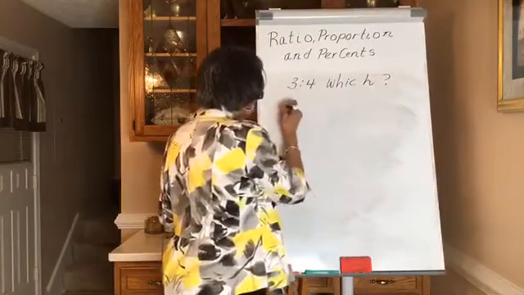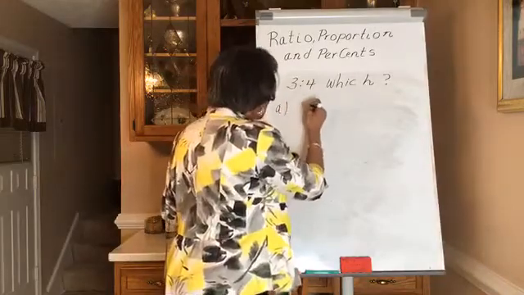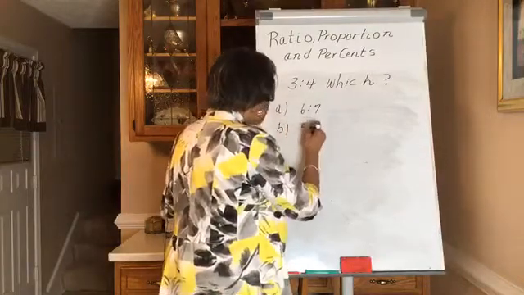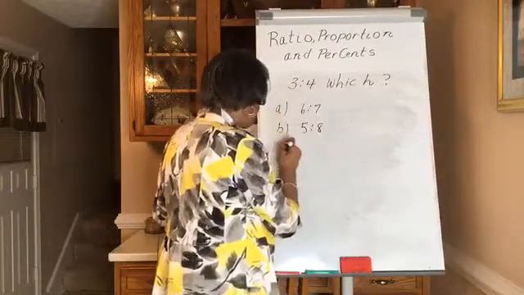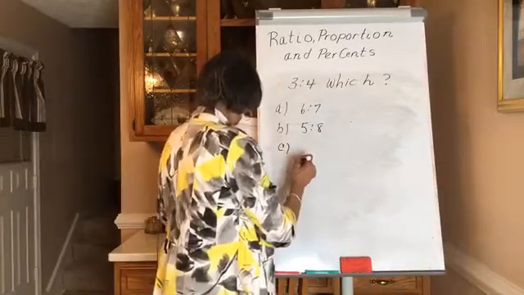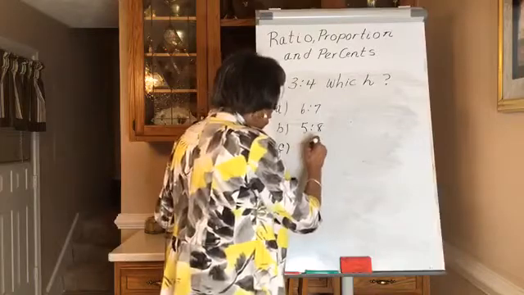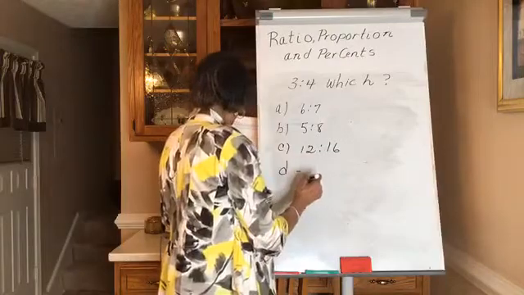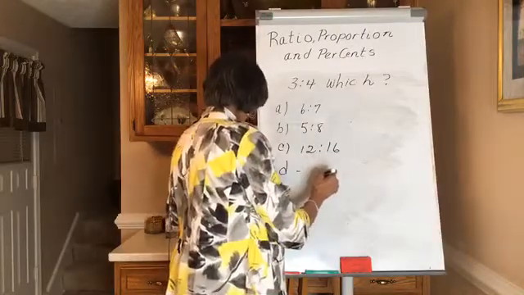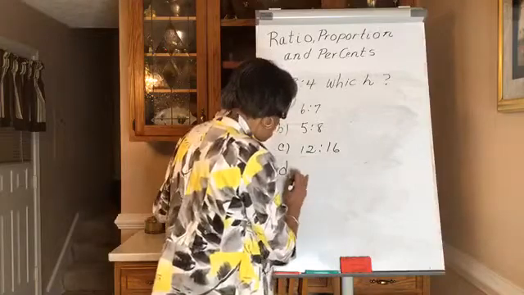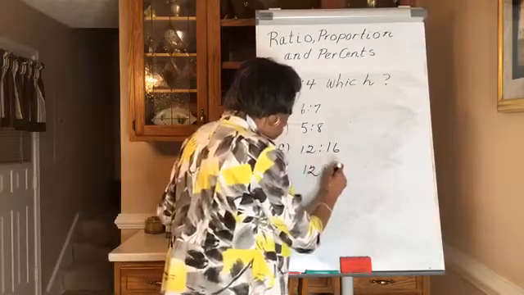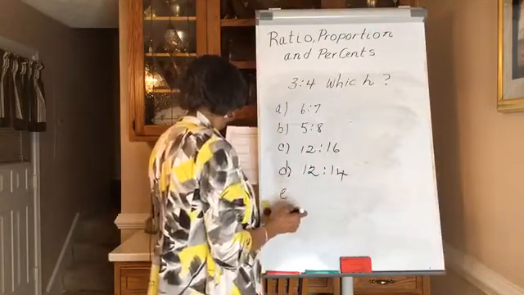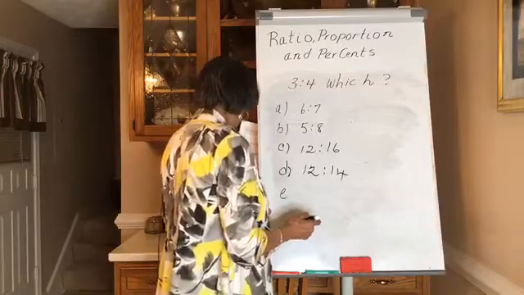So these are the answers they gave. They gave A, 6 to 7, B, 5 to 8, C, 12 to 16, and D, 12 to 14, and E is 4 to 5.